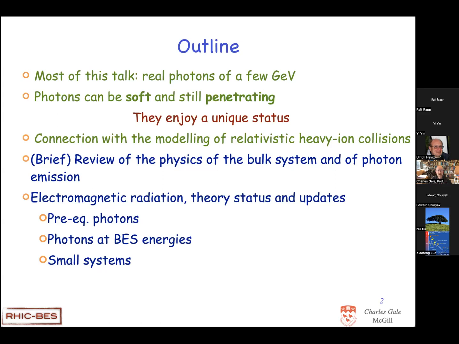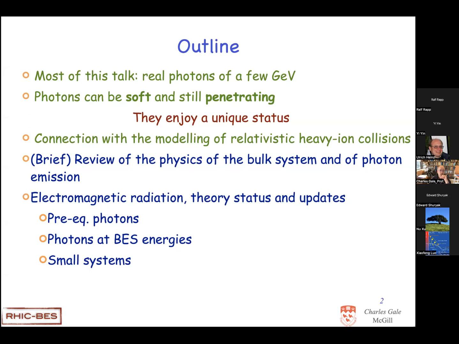The photons, I would argue, are unique in our game. They are a special probe because they can be soft and penetrating. That's a combination. Other penetrating probes are hard on some scale. Photons are soft, so they can be both. So the softness means that they are sensitive to the modeling of the relativistic heavy ion collision. So that's also a richness which I'll try and exploit a little bit.